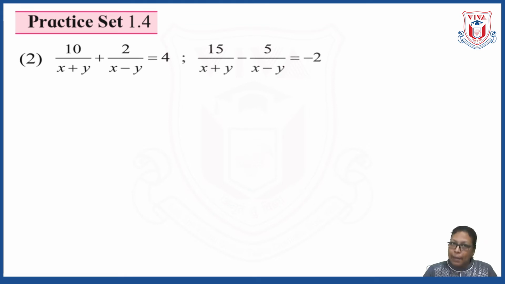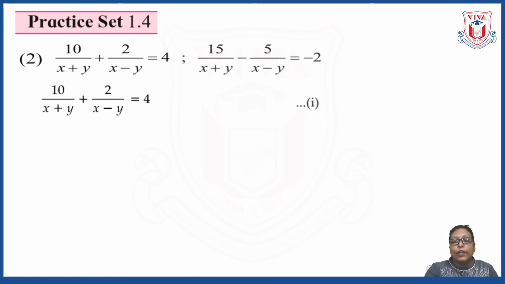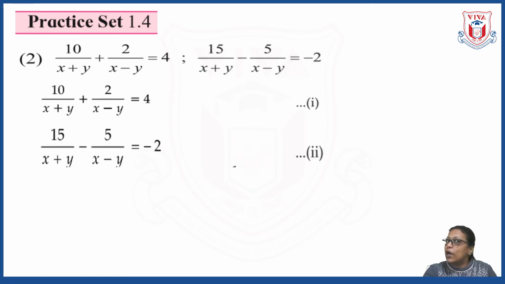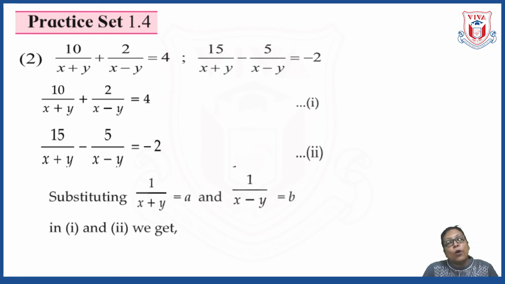Because x and y appear in the denominator. We don't want them in the denominator. But by doing suitable substitutions, we can convert these equations to the form of linear equations in two variables. So let us do the substitutions. Here we are going to first number the equations as 1 and 2, and in place of 1 upon x plus y, we are going to write some other alphabet, like 1 upon x plus y is equal to a is taken here.